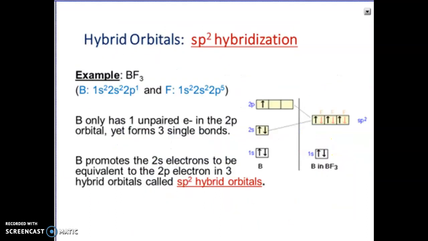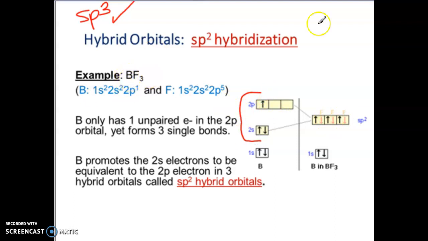Okay, sp2 hybridization. So remember there's 3 in total. So sp3 we've already done. sp2. This is where you have one 1s orbital that is going to be forming a hybrid with 2 2p's. So here we go. Here's boron, for example.